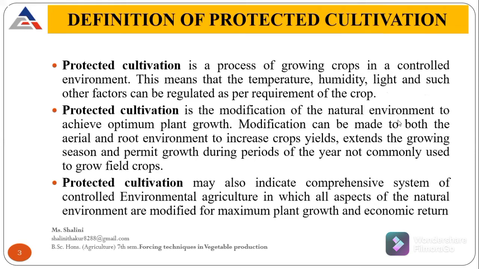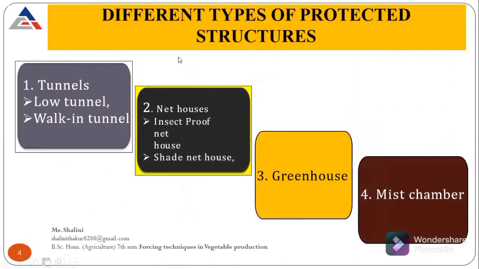Protected cultivation is also defined as the modification of the natural environment to achieve optimum plant growth and to get nutrition all over the year. Okay, so that's why we are doing protected cultivation. Different types of protected structures are there, like tunnels, net house, greenhouse, and mist chambers. These are the structures we are using for protected cultivation.